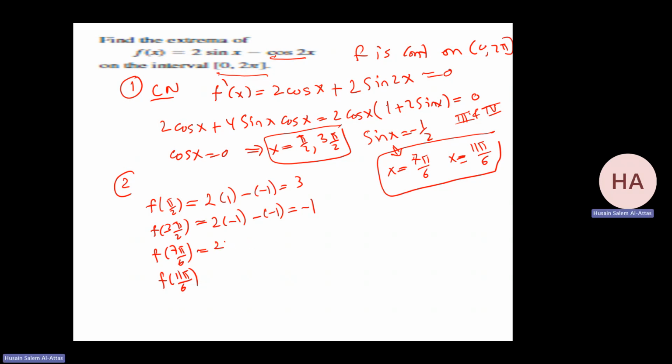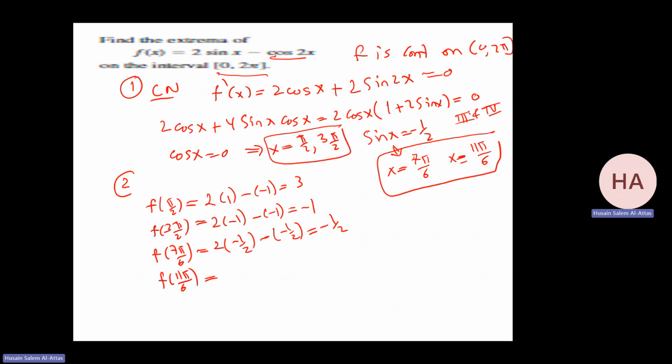It will be 2 minus half. Minus cosine 7 pi over 3, which is half in the third quadrant. That will be minus half. That will be minus 1 plus half. And that will be minus half.